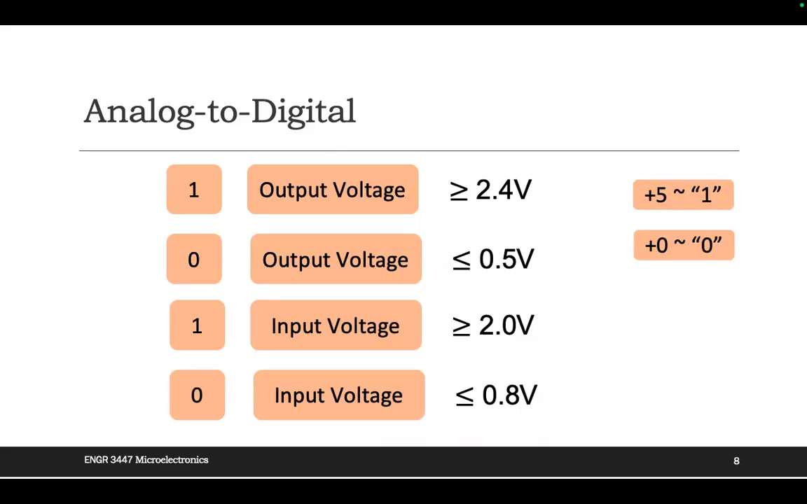And then this is just some rules. If your voltage is greater than 2.4, the microcontroller will consider it 1. If it is smaller than 0.5, the microcontroller considers it 0. Does that make sense to you? Yeah, and then the microcontroller will read the data successfully. Yeah, this is today's lab.